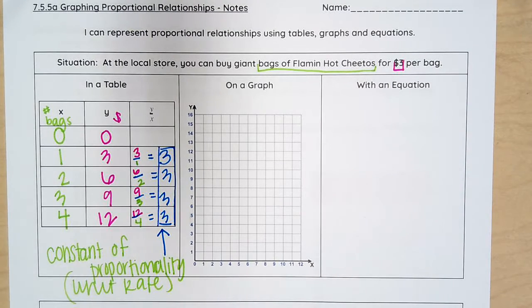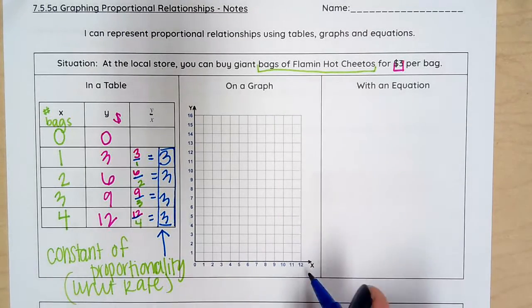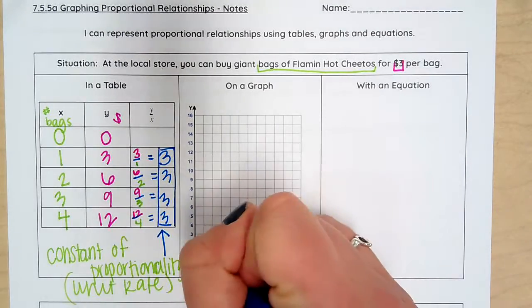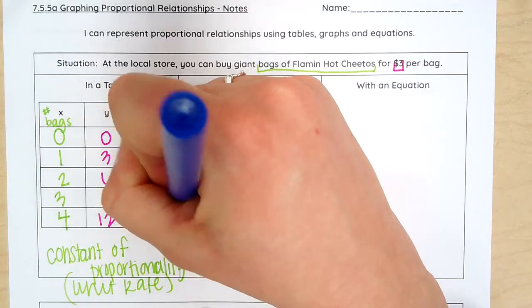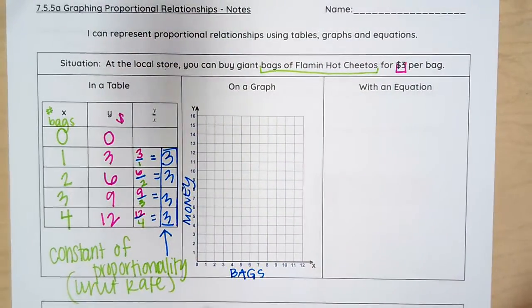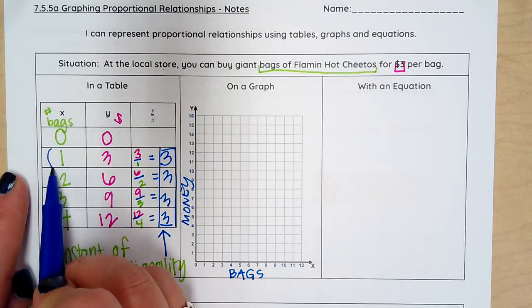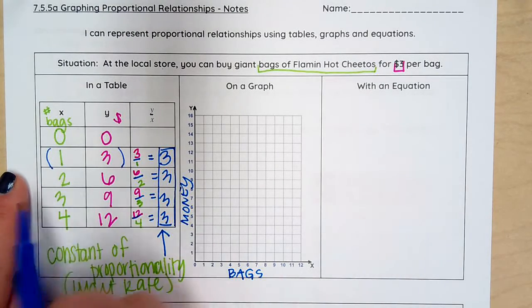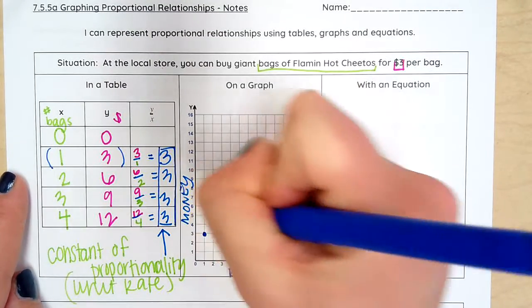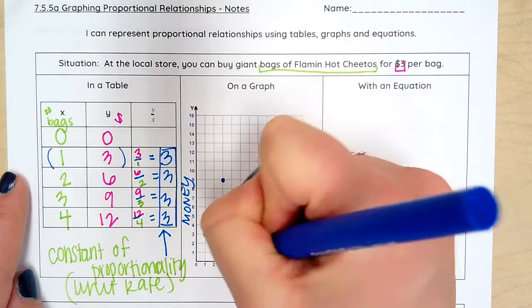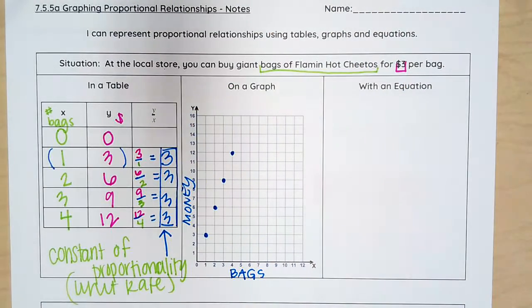Let's take a look at how this would be on a graph. So I always start with my X, labeling it. So this is number of bags, and my Y was money. And then I graph my ordered pairs. Remember, my ordered pairs are X, Y. So I go to 1, 3, 2, 6, 3, 9, and 4, 12. Now I get out my ruler to draw a straight line.